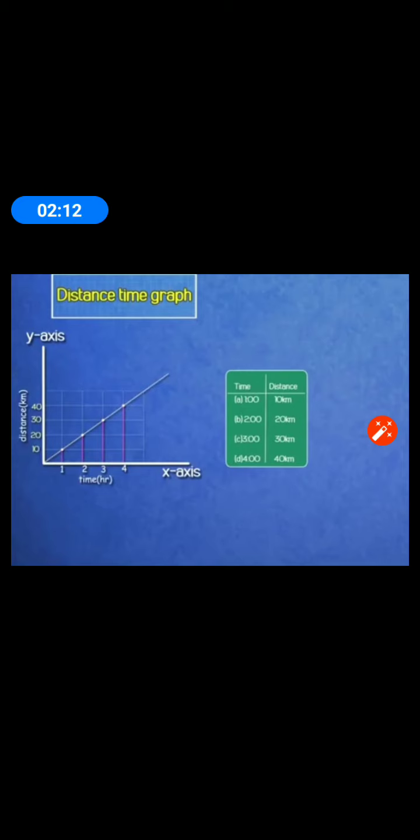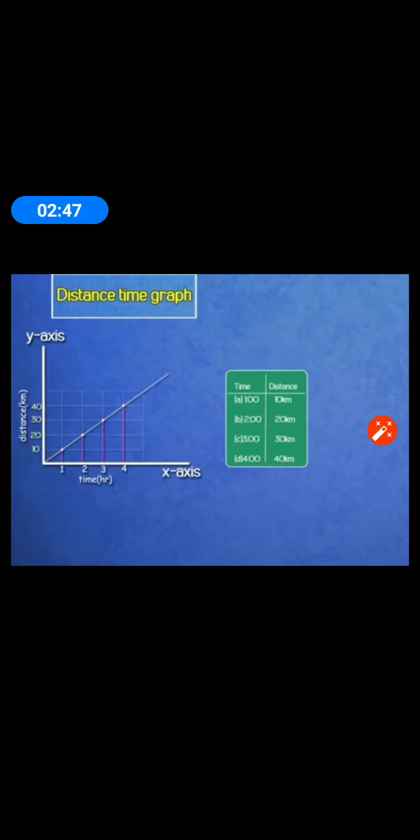You can see over here in the table, the time is 100 seconds, 200 seconds, 300 seconds and 400 seconds. The time interval is 100, and in the distance you can see it is 10 kilometers, 20 kilometers, 30 kilometers and 40 kilometers. Here also the interval of the distances is 10, 10, 10. That means it is covering equal distance in equal interval of time, which is called uniform speed.